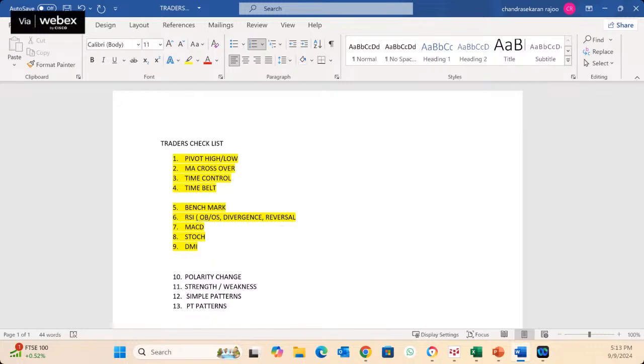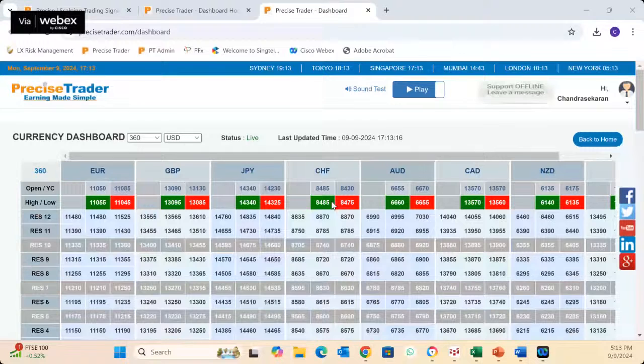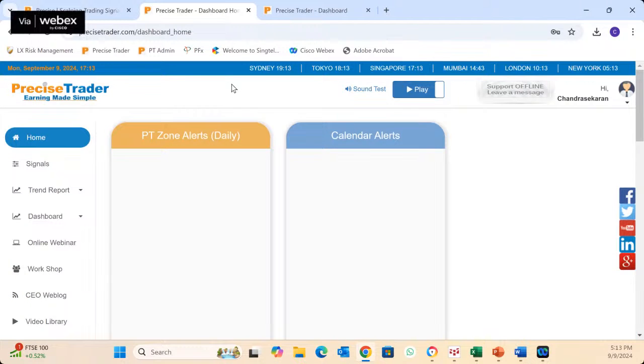Okay, so now let's start to trade, and let's see how we use these tools to get that information and put in the trade with confidence and with a comfort zone.